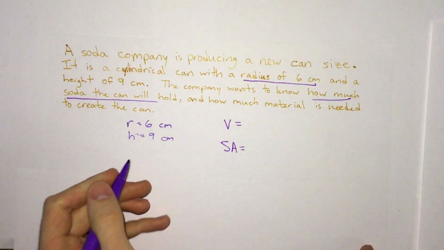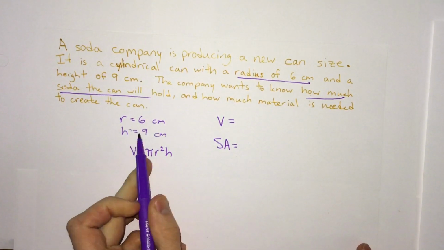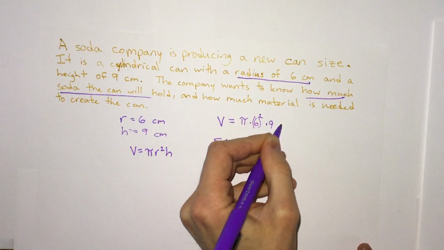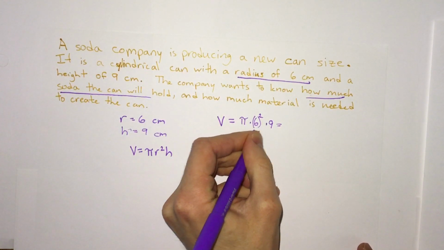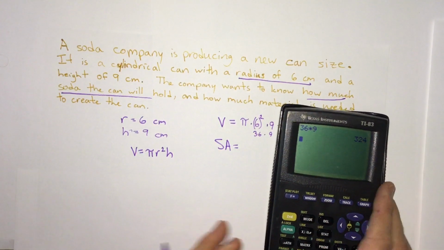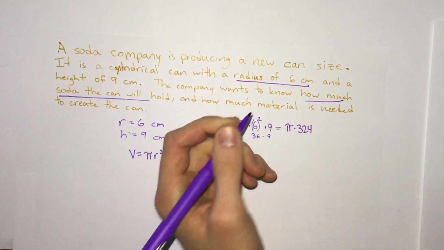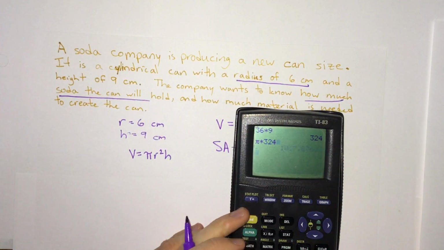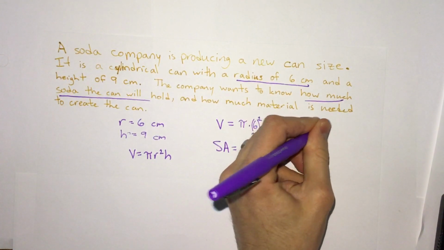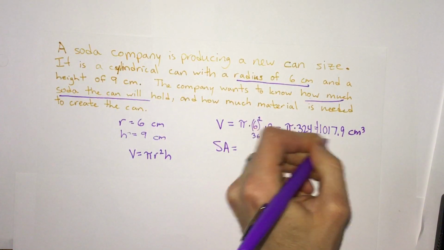So if we go back, our formula for volume is pi r squared h. So we can plug all this in. Pi times 6 squared times 9. 6 squared is 36, times 9. We can use a calculator for that. 36 times 9 is 324. So what we get is pi times 324, and we can use a calculator again for that. And we get 1017.9. And our units are centimeters cubed because it's volume.